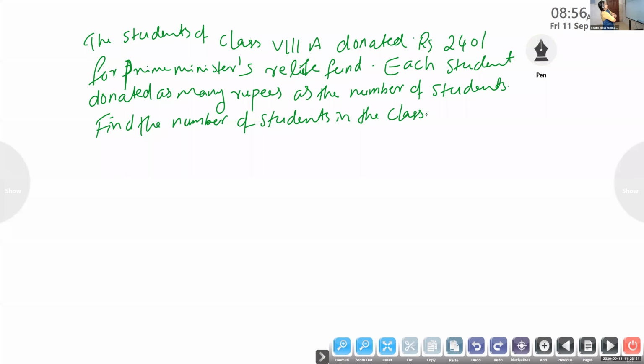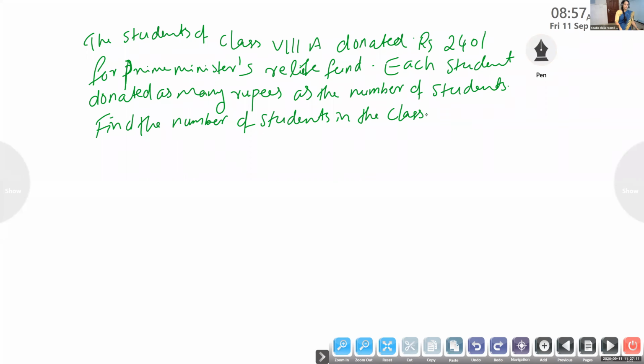The students of class 8A donated 2,401 to the Prime Minister's Relief Fund, and each student donated an amount equal to the number of students of the class. So, how many students are there in the class? How can we find it? Ma'am, root 2401.